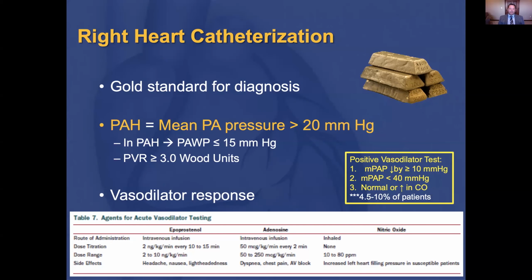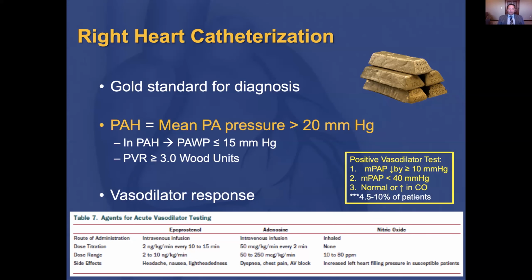And we define a positive vasodilator study as a mean PA pressure that drops by greater than or equal to 10 millimeters of mercury to a mean PA pressure less than 40 with either no change or an increase in the cardiac output. Now, historically, only about 1 in 10 to 1 in 20 patients have a positive vasodilator response, but it's generally a more favorable prognosis.